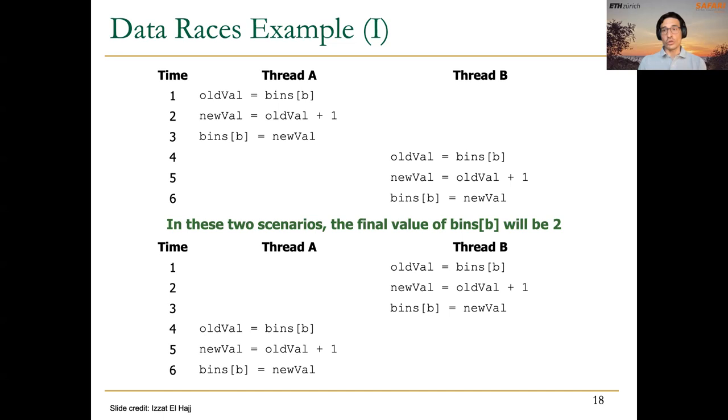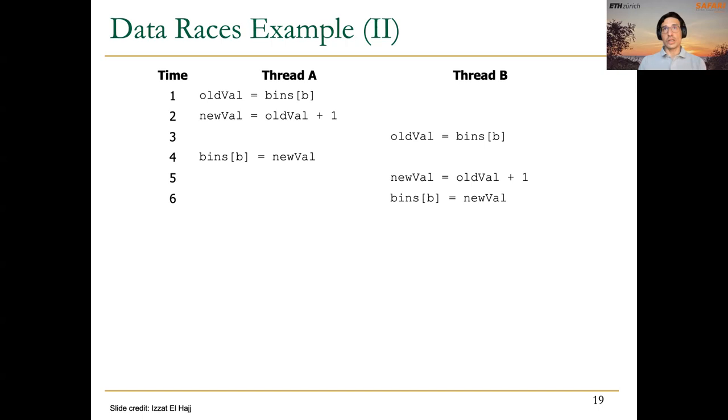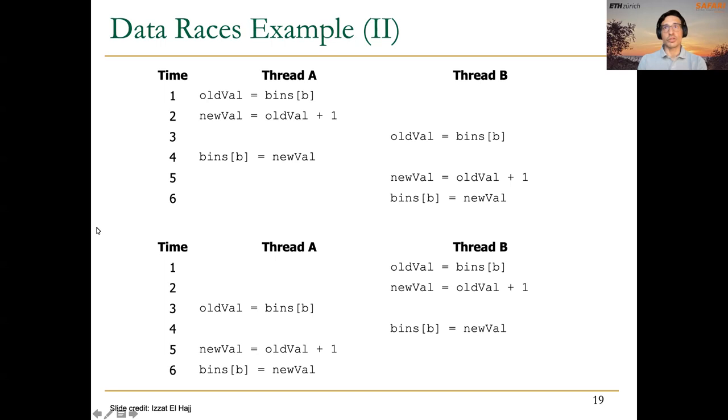However, what may happen as well is that the instructions, as they are executed by the two threads, may be interleaved. Observe that in these cases, the two threads A and B are reading beans B before the other thread has updated beans B. So here is when thread A reads, here is when thread B reads, then they both update, and then they both write. The problem is that because they both read the same old value and both increment it, in the end, both are writing the same result.